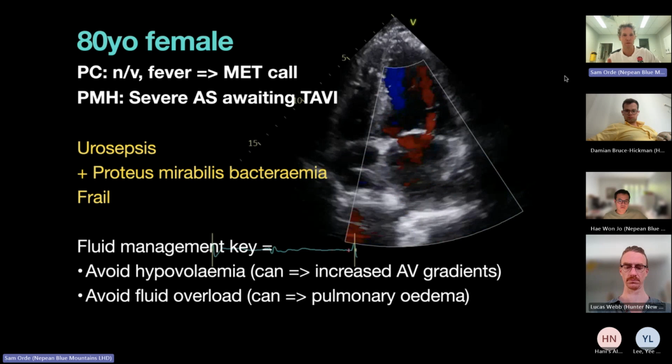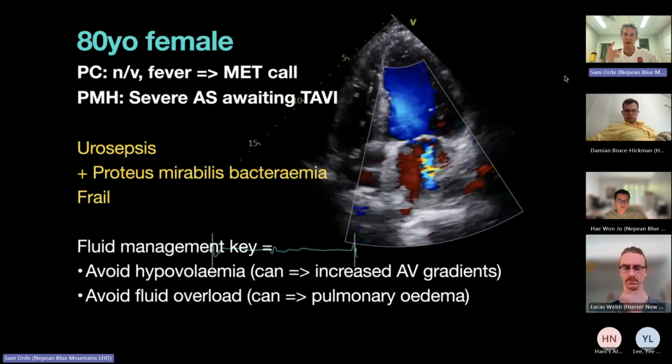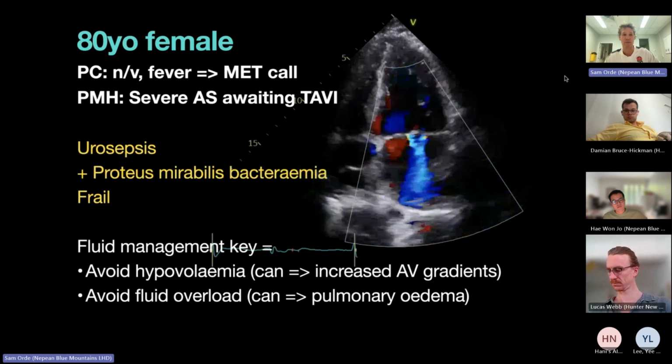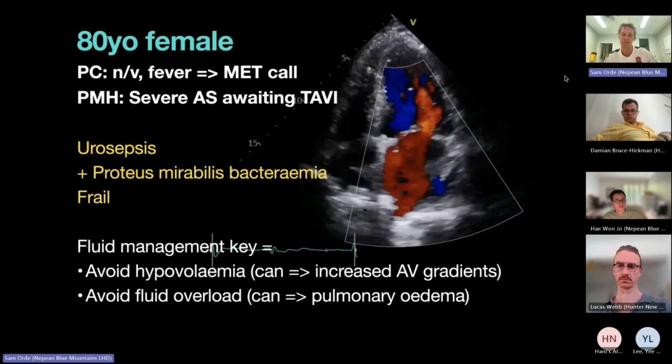So let's have a think. An 80-year-old female. She's presenting with fever, had a Met call on the ward, and we found that she's got some urosepsis, Proteus mirabilis bacteremia. She's a bit frail.